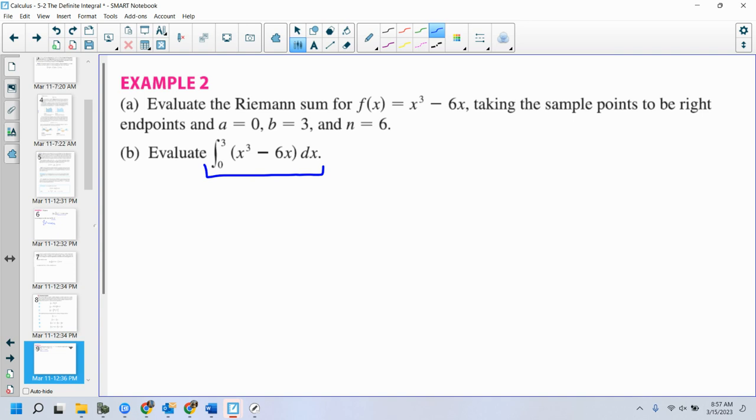Oh, where'd that example go? Where's example 2? Oh, there it is. Okay.